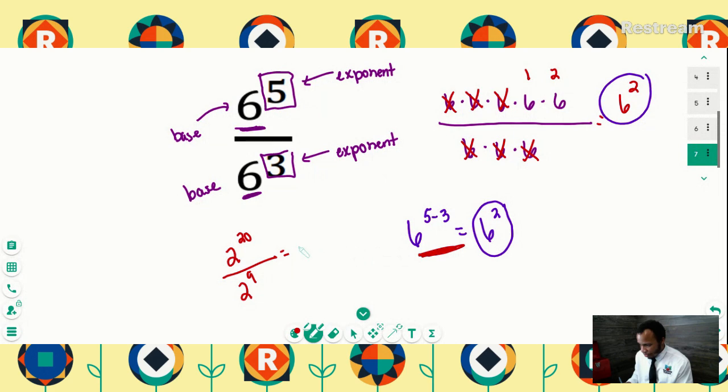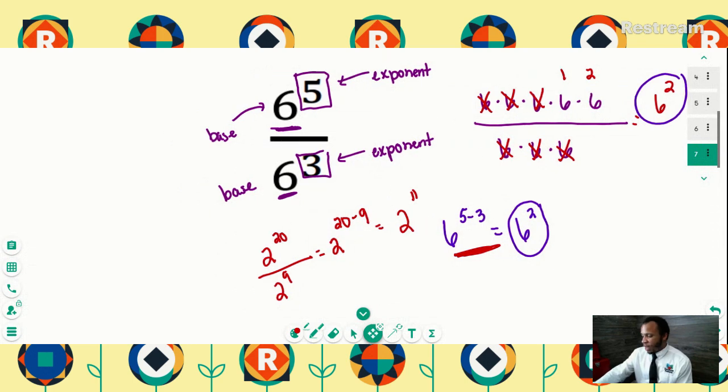So we'll use what we have right here. So we have 2, which is our base, 20, which is the exponent in our numerator, minus 9, which is the exponent in our denominator. Now 20 minus 9 gives us 11. And don't forget to keep that base of 2. And there we have our answer for 2 to the 20th power divided by 2 to the 9th power.